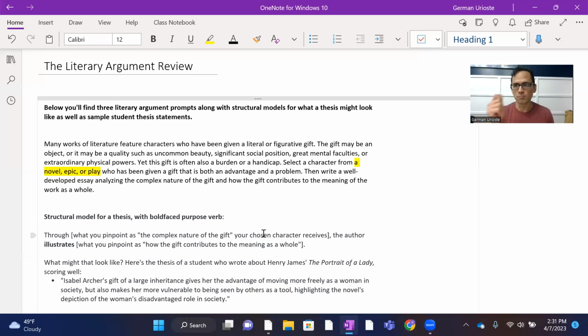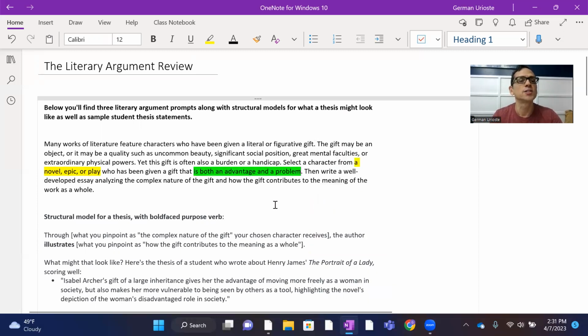You have read novels and plays, plays like A Doll's House, sophomore year. Read lots of novels in 9 through 12. So note that, you need to be within the genre. And you want to select a character who's been given a gift that's both an advantage and a problem. So it's got to be a kind of complex gift. Let's do that green here.